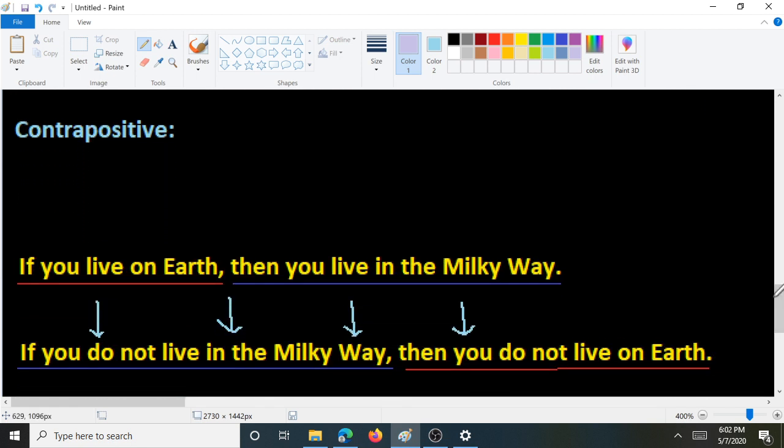Let's go into the contrapositive. A contrapositive is kind of a mix between an inverse statement and a converse statement. It switches the order of the hypothesis and conclusion and also negates both sides. So if P, then Q turns into if not Q, then not P.